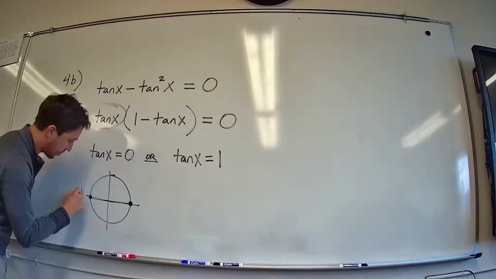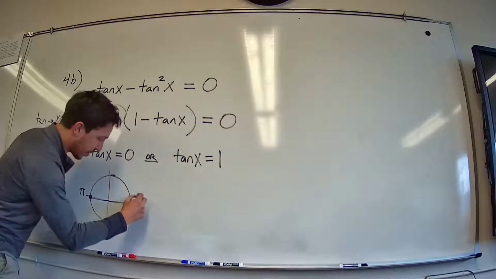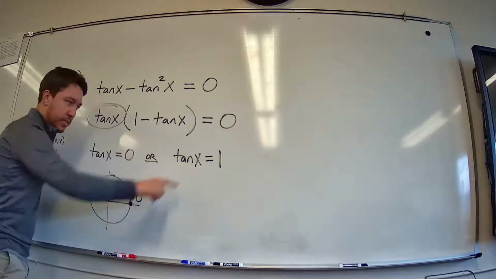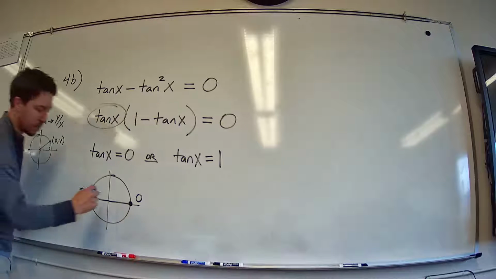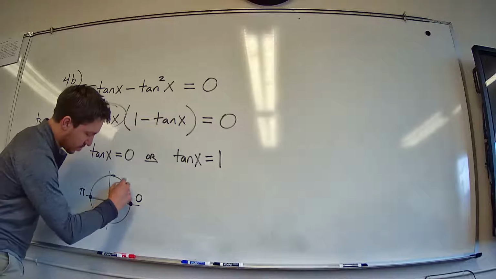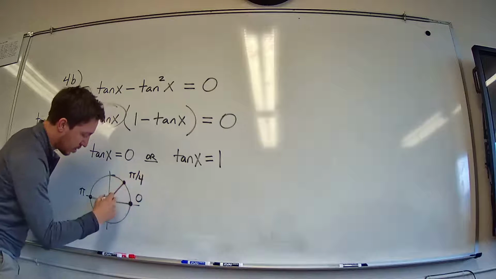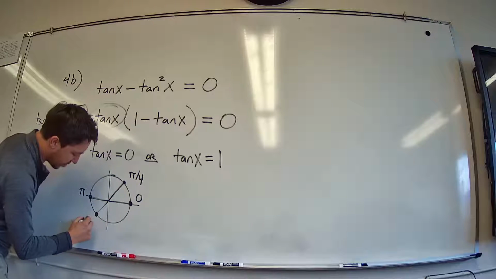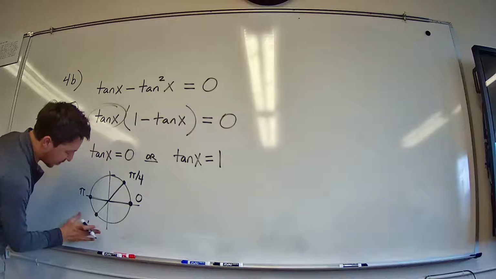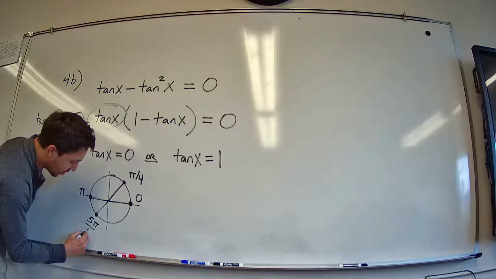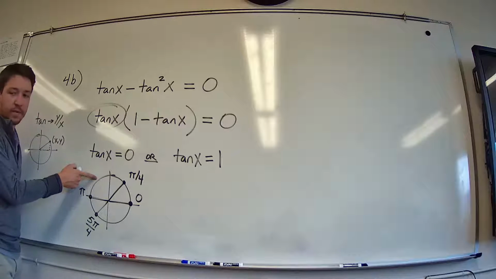0 and pi, very good. You feel okay with that? Yeah. And then where would the tangent equal 0? Pi over 4. 5 pi over 4. 7 pi over 4. No, those are negative. You made me write 7, Sean Patrick. I was trying to write a 5. These guys have a tangent of -1.